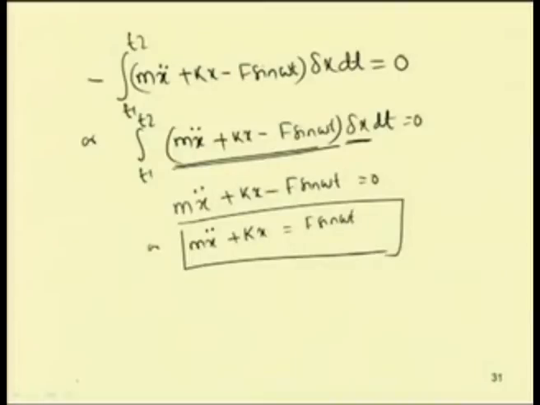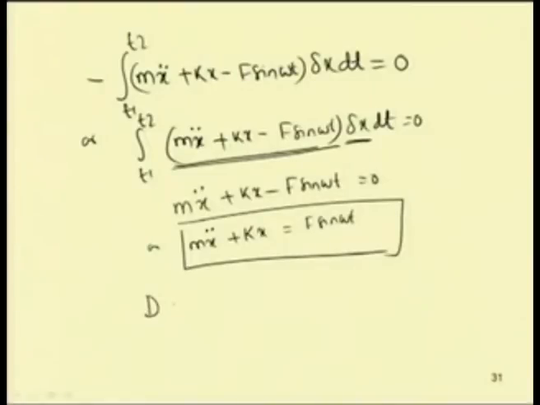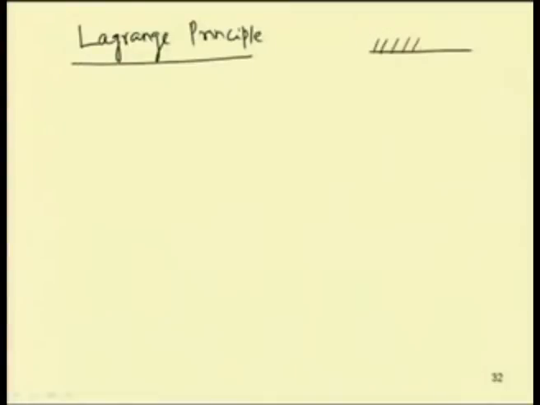So, instead of this, if we have a damper present in the system, one can use the dissipation energy D equal to half c x dot square and derive the equation of motion of the system using Lagrange principle. So, by using Lagrange principle, let us derive the equation of motion for the same spring and mass damper system. So, let us take the damper here and derive the equation of motion.